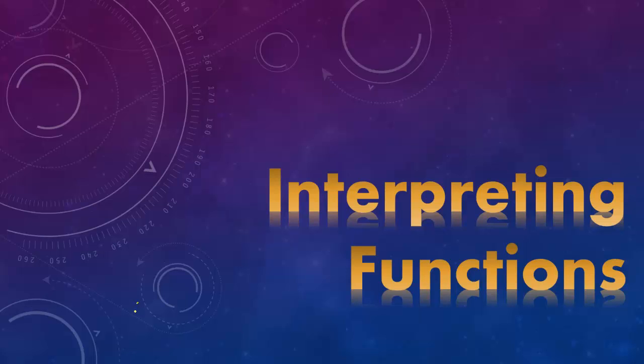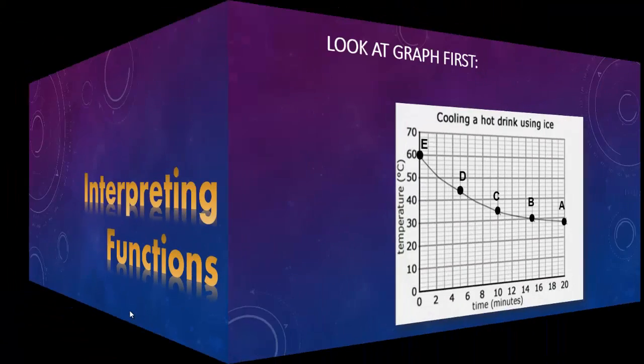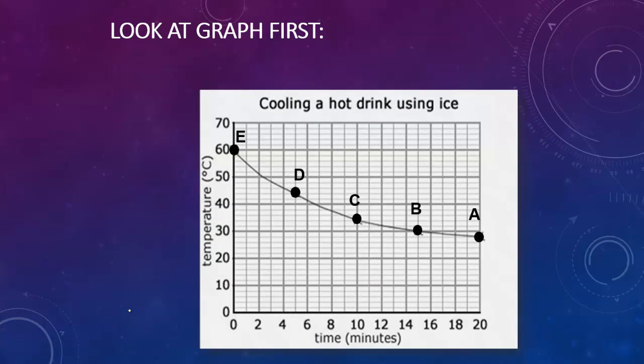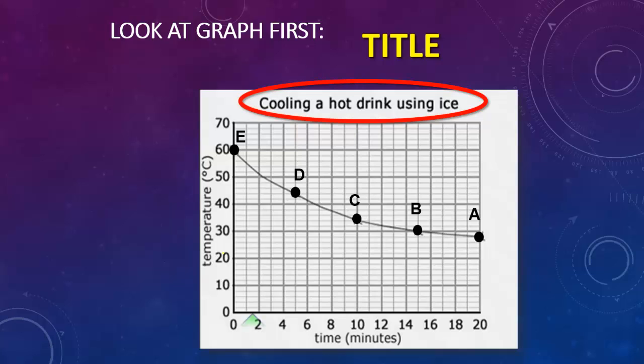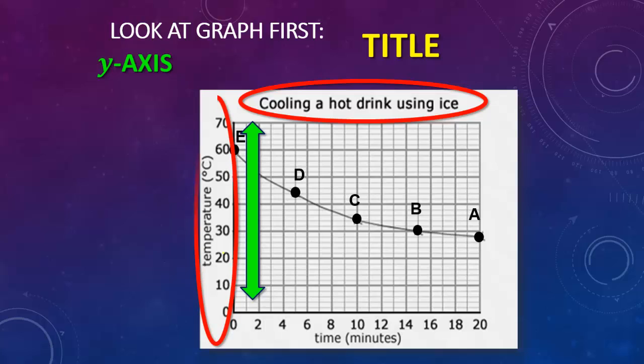And this is interpreting functions. All right, so first, we're going to look at a graph here. A few things you want to be able to identify with a graph. First thing is the title. Every graph should have a title, and that will be right at the top like that. Next, make sure you know what your y and your x axes are.